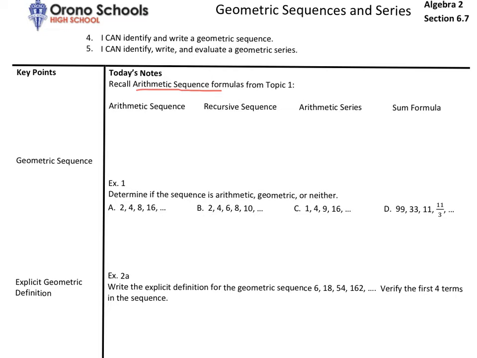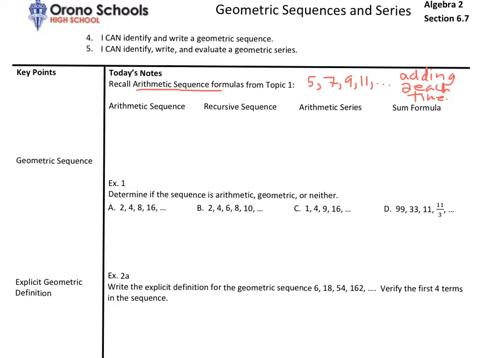So think about something like 5, 7, 9, 11, and so on. We would call this arithmetic because we're adding 2 each time. And what we were able to do with that information is write formulas to generate any number within that sequence. We could also create it as a series and find the sum. A little bit of review.